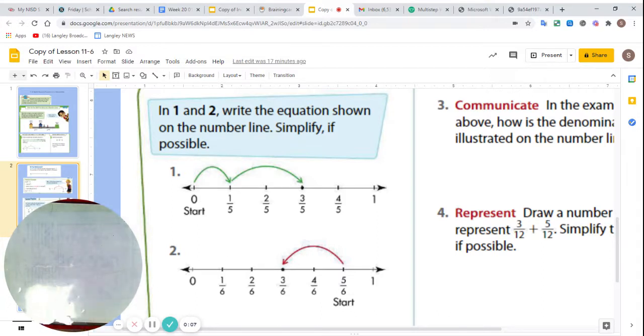So today for our math lesson, we are going to take a break from decomposing fractions, and we are going to work with adding and subtracting fractions on a number line. In my window here, in this first problem, the directions say in 1 and 2, write the equation shown on the number line. So they are showing us an equation with these number lines and these fractions.